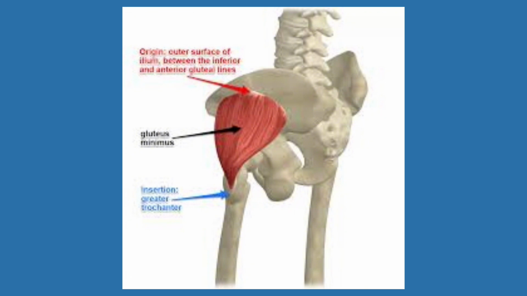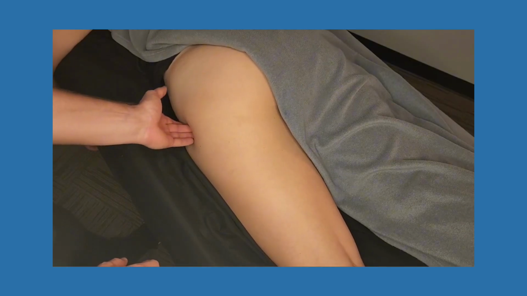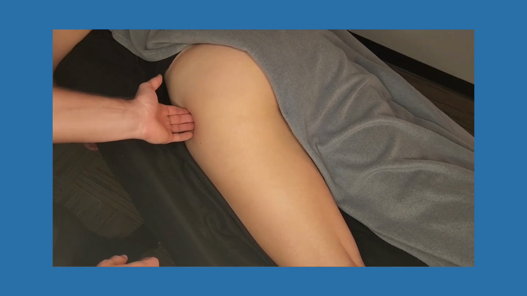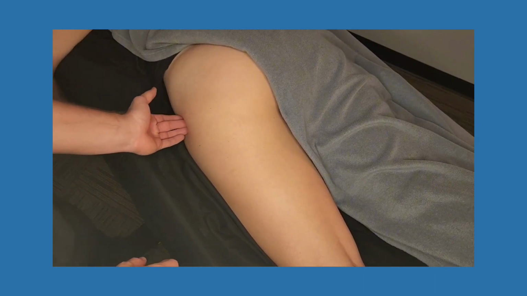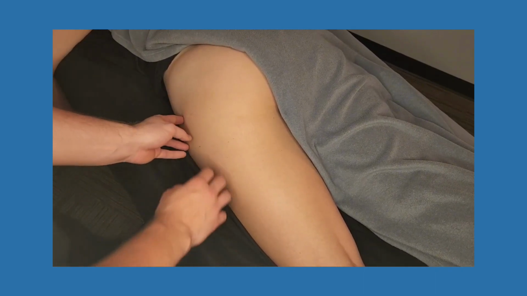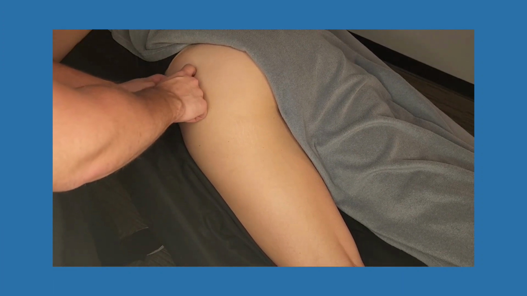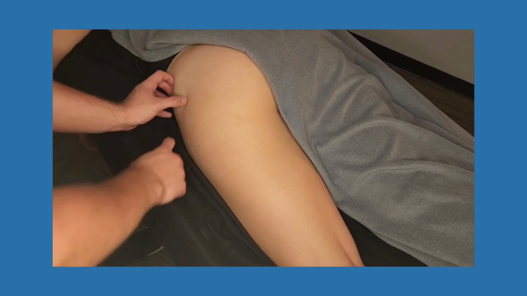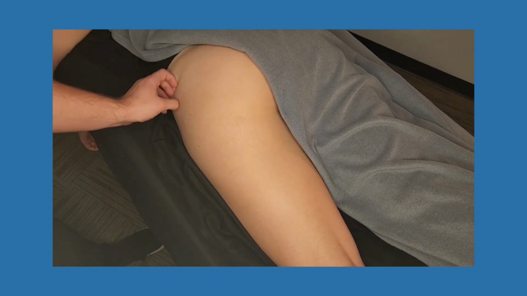Glute minimus will originate at the gluteal surface of the ilium between the anterior and inferior gluteal line, just inferior to glute medius's origin. It will insert at the anterior aspect of the greater trochanter.